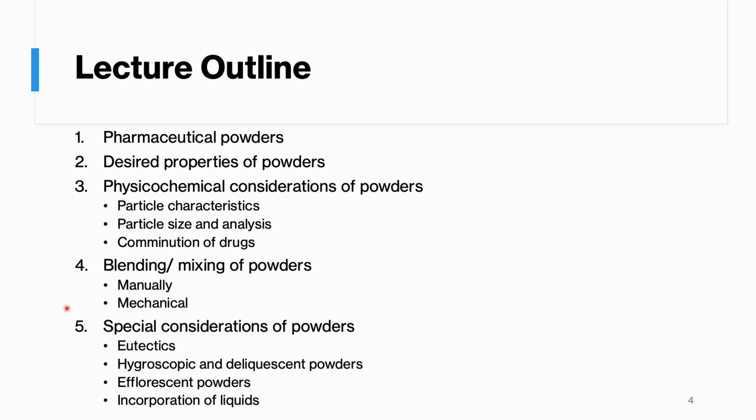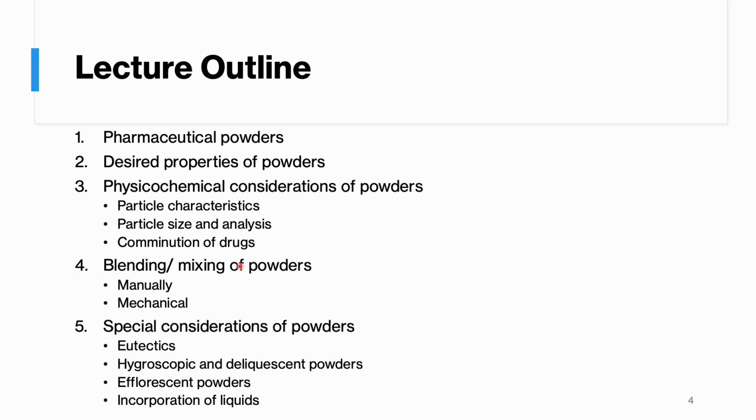In order to facilitate viewing the big picture and details in this lecture, please check out the lecture outline here. First, we will learn about pharmaceutical powders, then design properties of powders. Then we will learn about physical-chemical considerations of powders. Under this physical-chemical consideration, we will have subtopics of particle characteristics, particle size and analysis, and comminution of drugs. The next big topic we learn is about blending and mixing of powders.